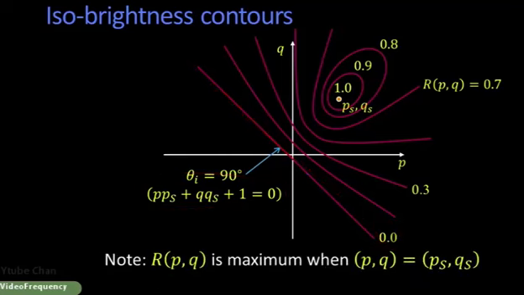And notice, by the way, that the R of PQ is a maximum right when the surface normal lines up with the light source, as you might expect. So that's our reflectance map in the Lambertian situation.